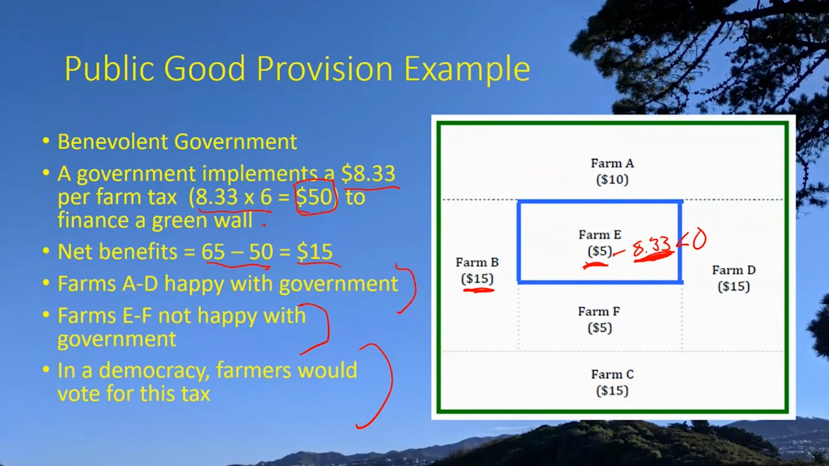Now, suppose we opened this up and made it a democracy and said, well, let's propose this policy to build a wall and let's see if we get enough votes. Well, in this particular circumstance, they would get the votes because farms A, B, C, and D would all vote in favor because it gives them a net benefit of this policy. And farmers E and F would probably vote against it, but the majority would win. And so a democracy can lead to the provision of a public good which benefits in general the community overall. Good example of government working well.